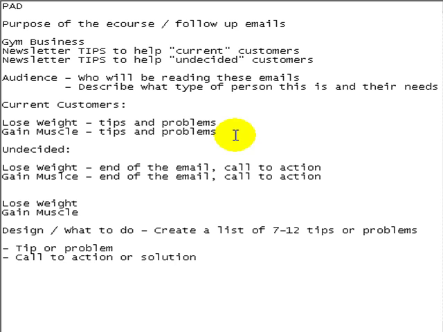So the person that wants to lose weight, what type of person is this? Usually this person wants to lose weight maybe for health reasons, maybe because they're fat. They want a good looking body.